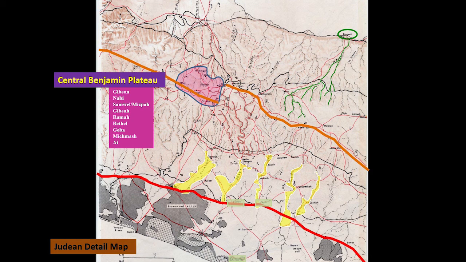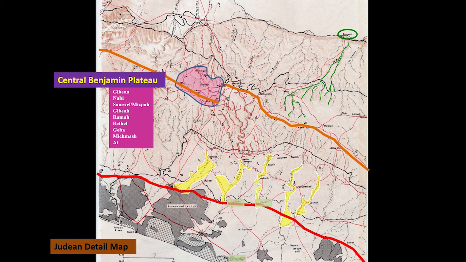Now, it's not flat like the coast, but it does not have the deep ravines that you find elsewhere on either side of the Judean highlands. You could actually run a chariot up there. It's the controlling area of the highlands. If you control the Central Benjamin Plateau, it is a great place for you to put your troops or to stage a war.